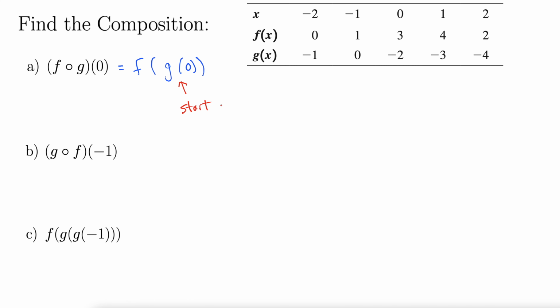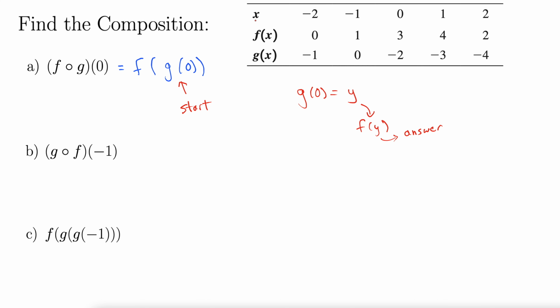The way this is going to work, g of 0 is going to equal some y, and then that y is going to be fed into f, and it's going to spit out the answer. All right, so let's see here. We'll start from the inside. So g of 0.